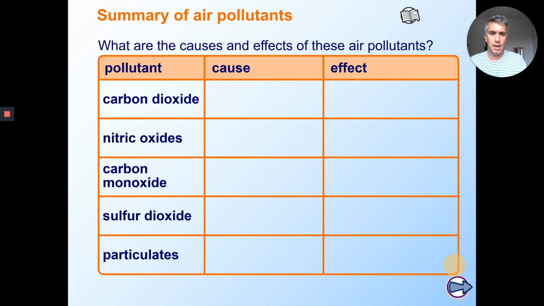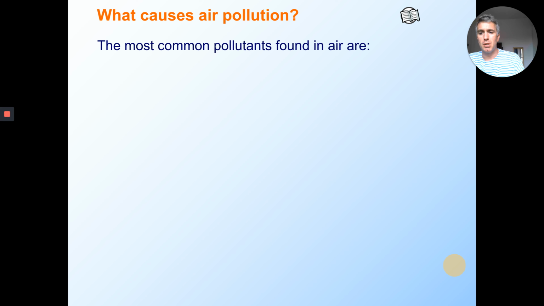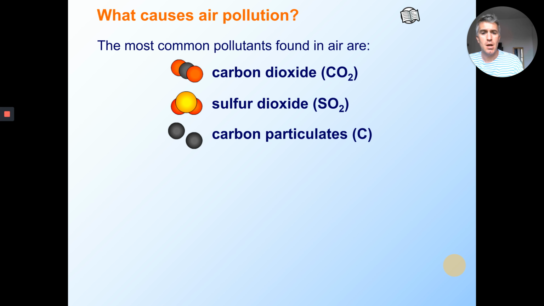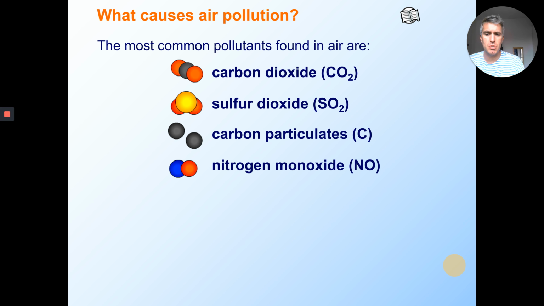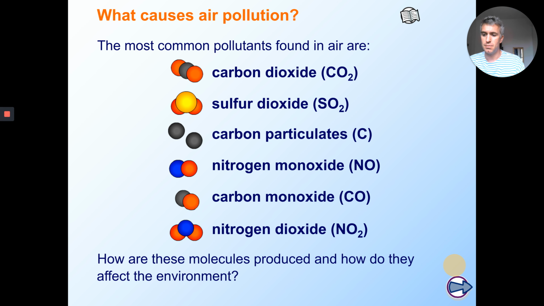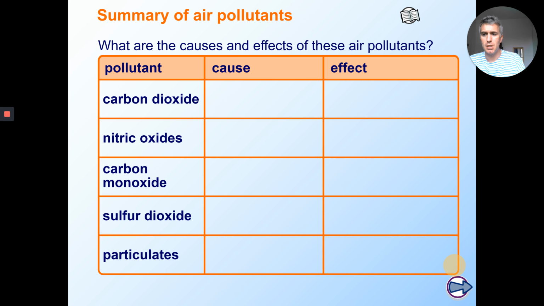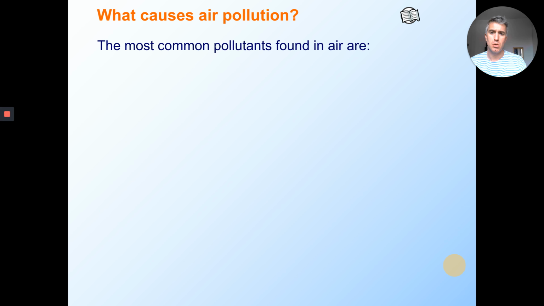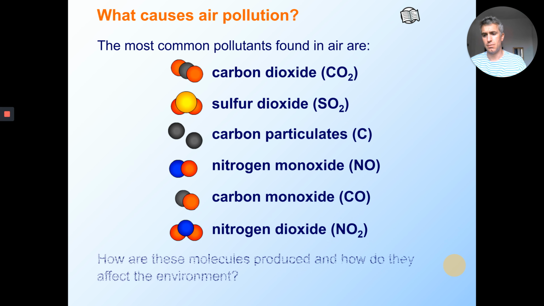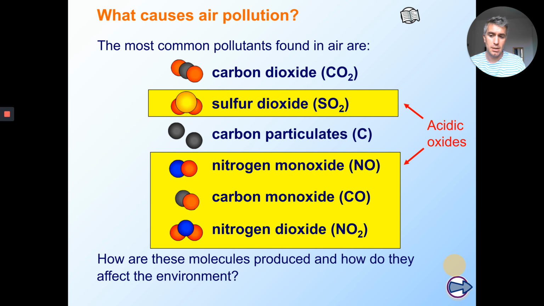Done? Let us begin. The most common pollutants found in air are carbon dioxide, sulfur dioxide, carbon particulates, nitrogen monoxide, carbon monoxide, and nitrogen dioxide. How are these molecules produced? And how do they affect the environment? So in the table, you're going to have to know the first column is going to be how do they get there? How do we produce them in the atmosphere? And the second one is what do they do to us? And for those of you who are unaware, the ones in yellow are acidic.